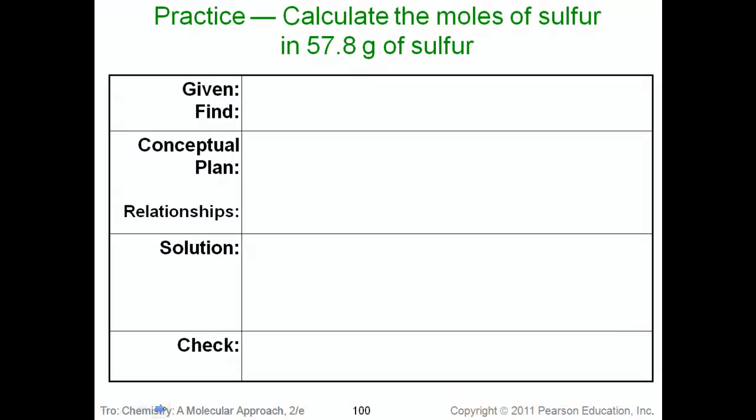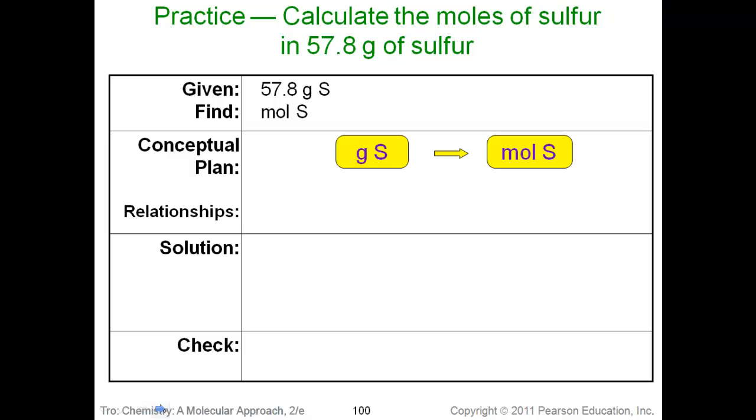Alright, let's try another problem. This one's reversed. Calculate the moles of sulfur in 57.8 grams of sulfur. Well, it's actually the same type of problem. So we write down what's given, 57.8 grams of sulfur. We are trying to find the moles of sulfur. The conceptual plan is to convert grams of sulfur to moles of sulfur. We look at the periodic table and we find that 1 mole of sulfur is 32.07 grams.